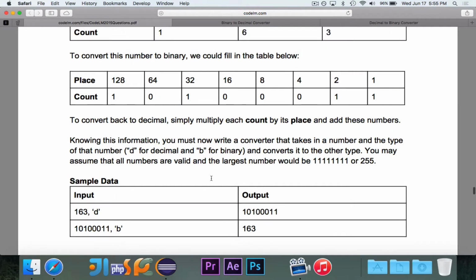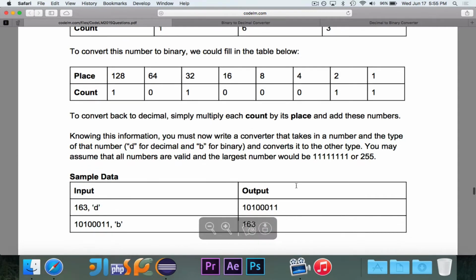We have our sample data here, so for example 163, and I'm saying that that's a decimal number, which means I need to convert it to binary, and it would give me 10100011. And if I did the opposite, gave it that number and said this is a binary number, it would get me back to 163.